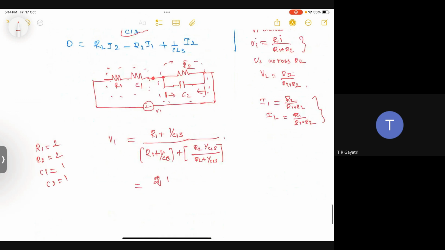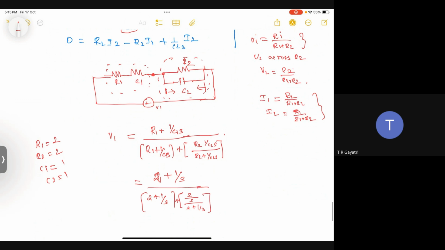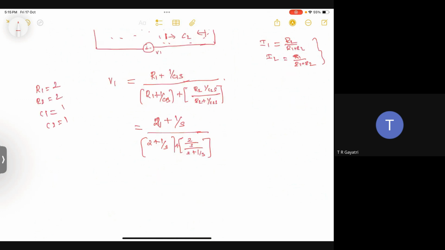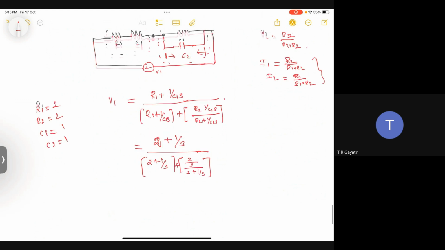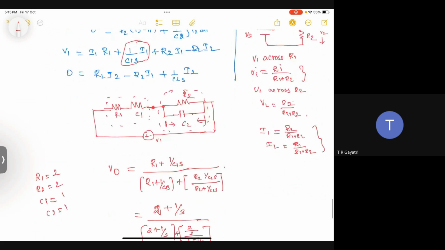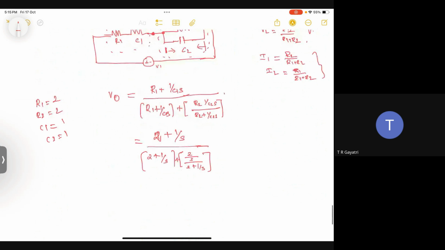Substituting this, 2 plus 1 by S by 2 plus 1 by S in plus 2 by S by 2 plus 1 by S. Okay. So this will be V1. Okay, I'm sorry, I want V naught here, right? So there will be V here. So this is for VA.